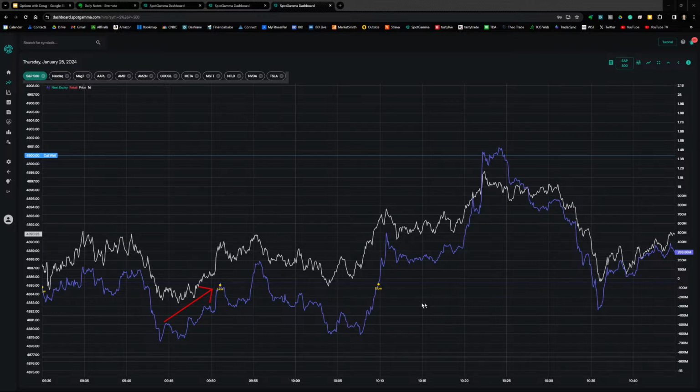And the next was somewhere between 10:05 and 10:10. Another long. Note the timely flow alert coming in. Or not, maybe not necessarily timely, a little bit late, but nonetheless, something to get your attention. All right, so that's two long setups.